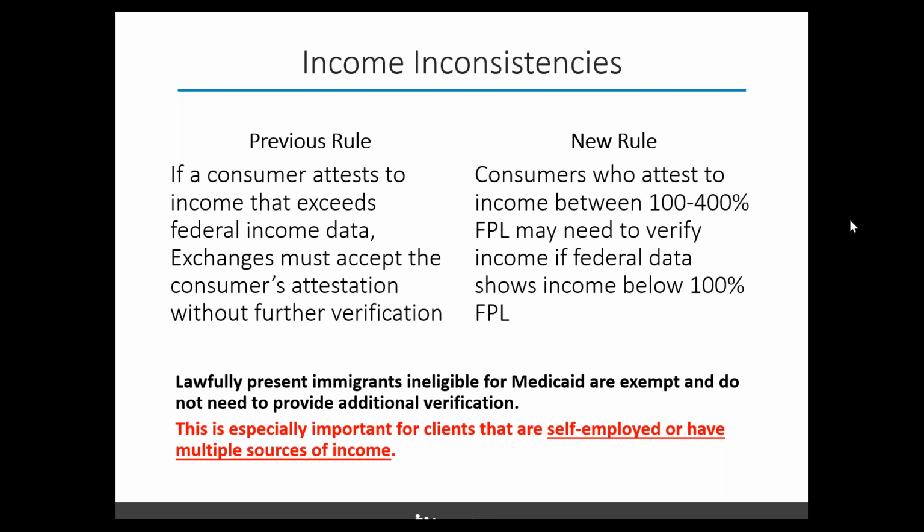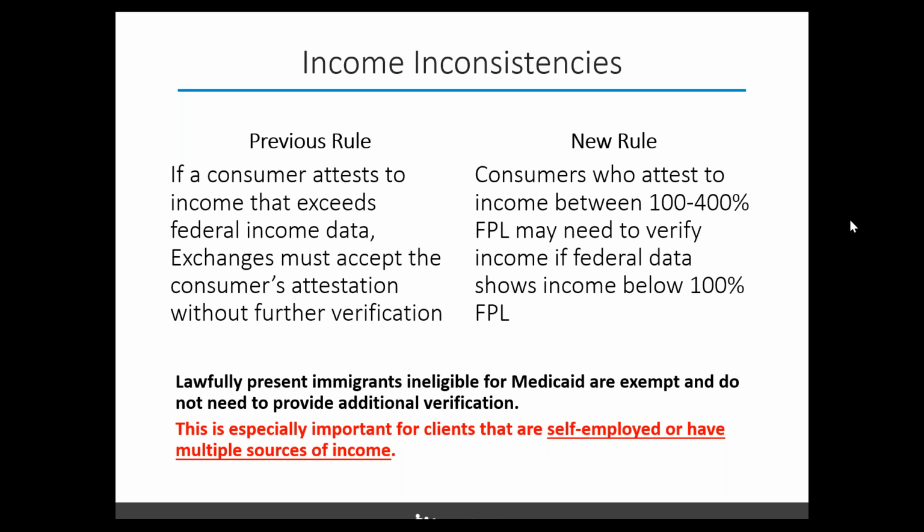documentation of their income. So the purpose of this policy has been to prevent situations where someone attests to income that is lower than their actual income and therefore receives a higher premium tax credit than they actually should. In previous years, if the consumer's estimated income was higher than the data available to the Marketplace, the consumer did not need to provide verification. The Marketplace just accepted their estimate. This is now going to change.